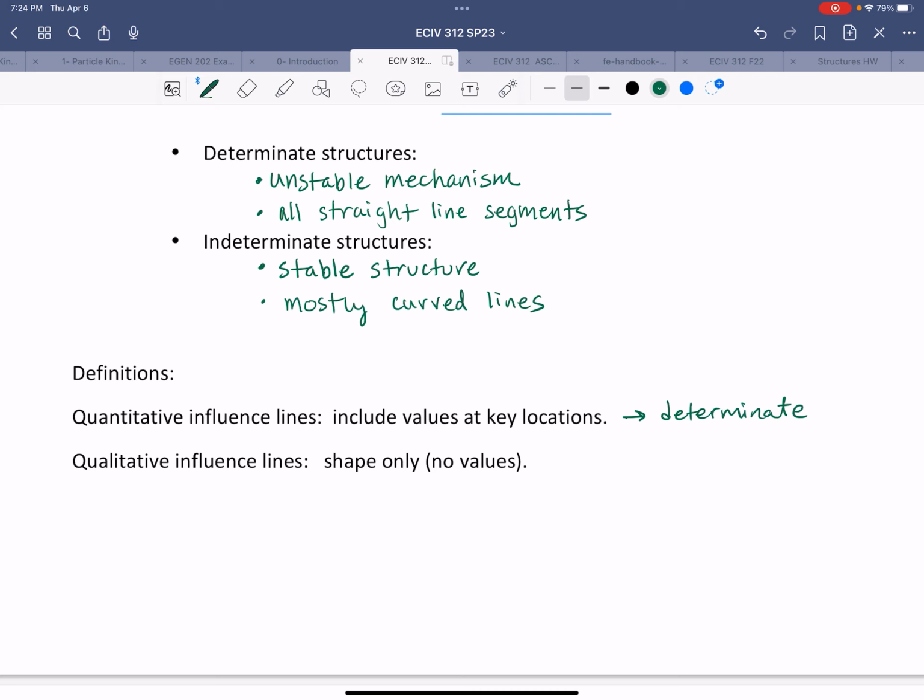Qualitative influence line means that you only have to draw the shape. Don't worry about the values in this class. We do that for both determinate and indeterminate structures.